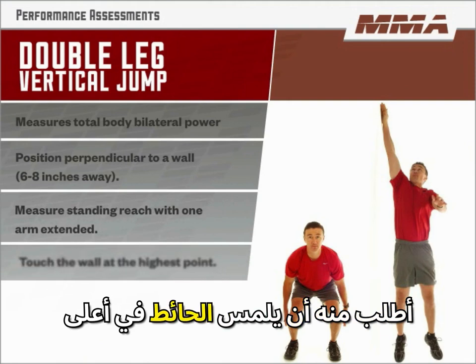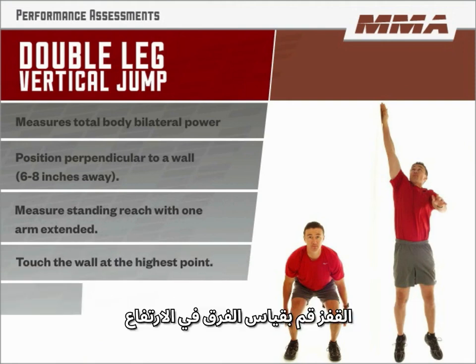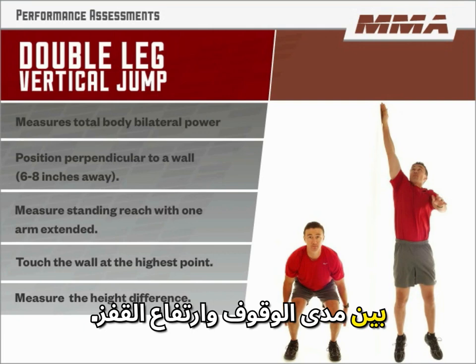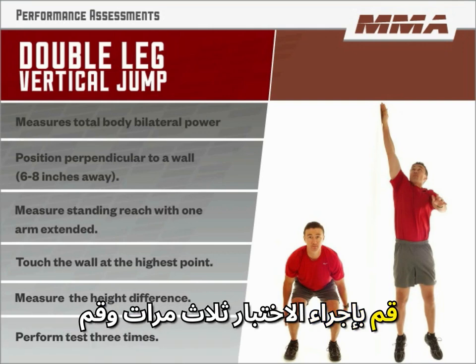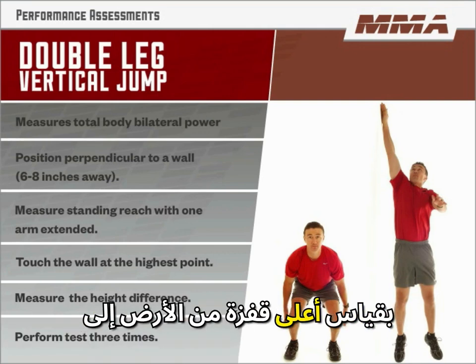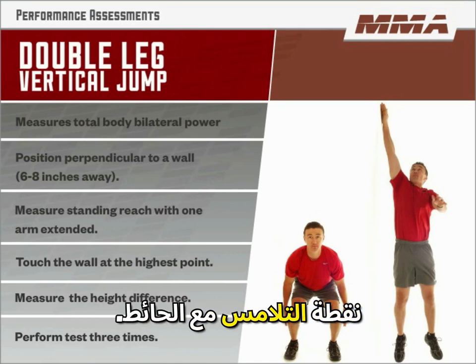Instruct him to touch the wall at the highest point of the counter movement jump. Measure the height difference between the standing reach and jumping height. Perform the test 3 times and measure the highest jump from the floor to the point of contact with the wall.